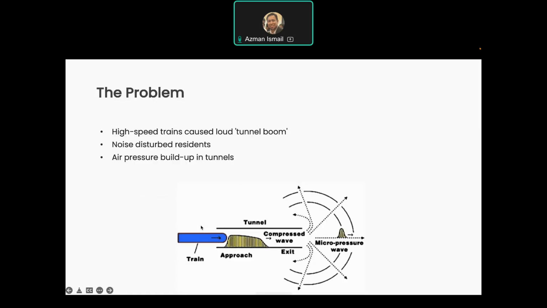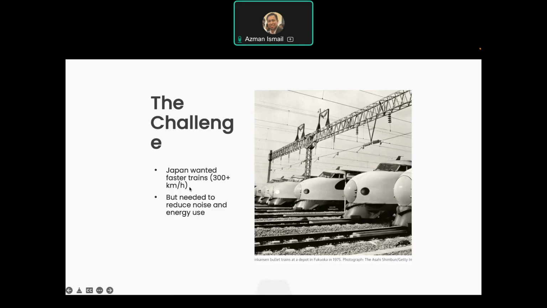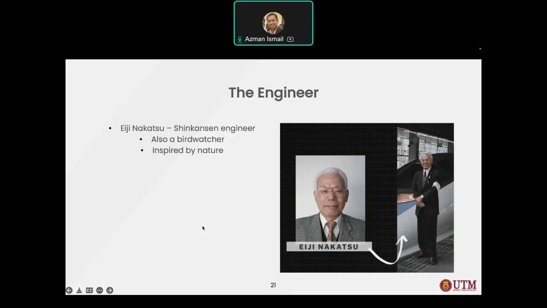Okay, so if you look into the problem of this case study, it starts with a high-speed train causing a loud tunnel boom. So you can imagine a train entering the tunnel and bringing all the compressed wave along the way, and when it gets out of the tunnel, it gives a big tunnel boom. Okay, so the challenge is Japan wanted a faster train, more than 300 kilometers per hour, but at the same time, they needed to reduce the noise and energy use. So that's a challenge.